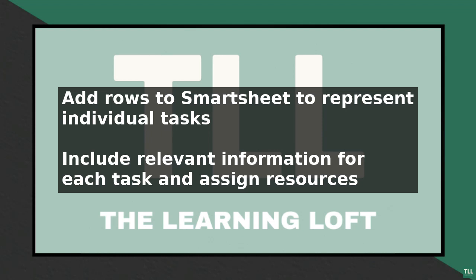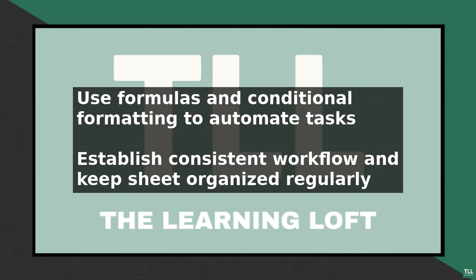To take your Smartsheet to the next level, use formulas and conditional formatting to automate tasks and highlight important information. Formulas can be used to calculate totals, dates, and durations, while conditional formatting can be used to highlight tasks that are overdue or at risk.